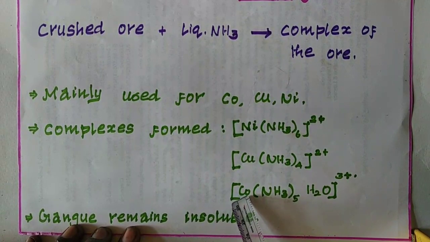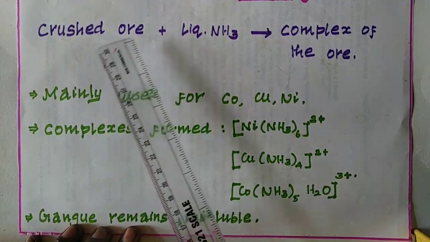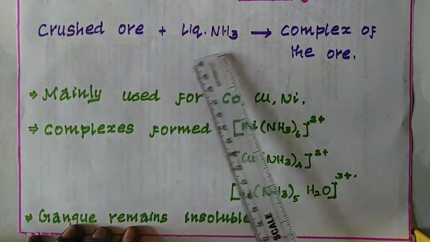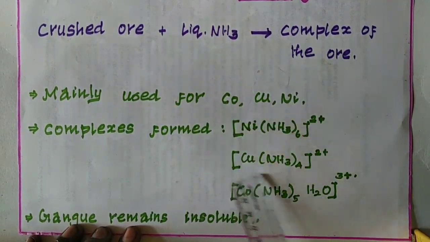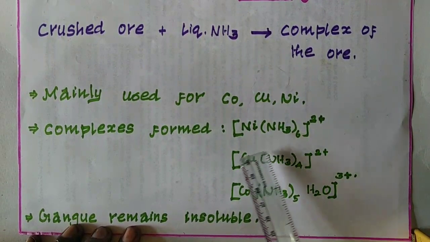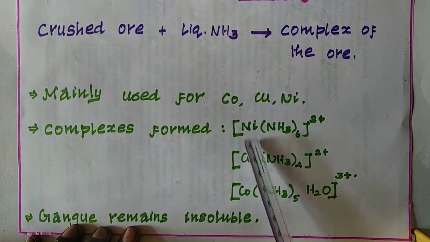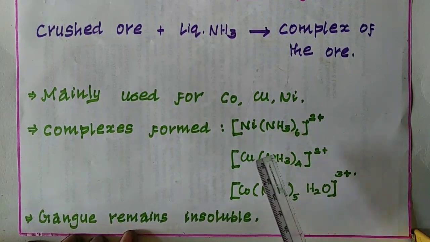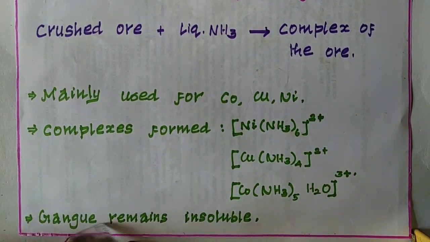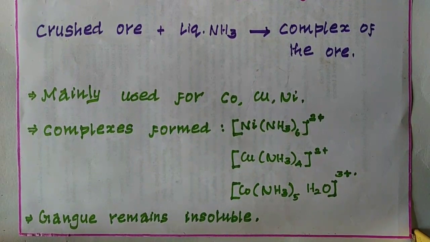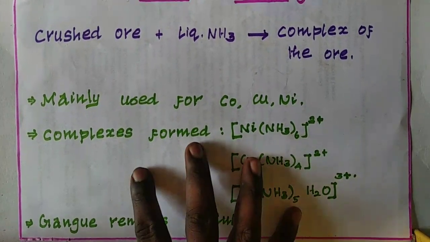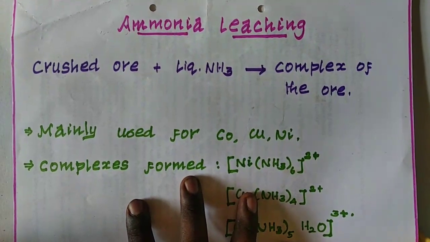So this is called ammonia leaching. What is the principle employed here? The crushed ore is allowed to react with the liquid ammonia solvent. At that time, a complex of this type is obtained. Now this complex is allowed to react with any other metal. During that time, the free metals are obtained. Along with the free metals, the gangue remains insoluble and settles at the bottom, and can be removed easily. So with this, the leaching process is completed.